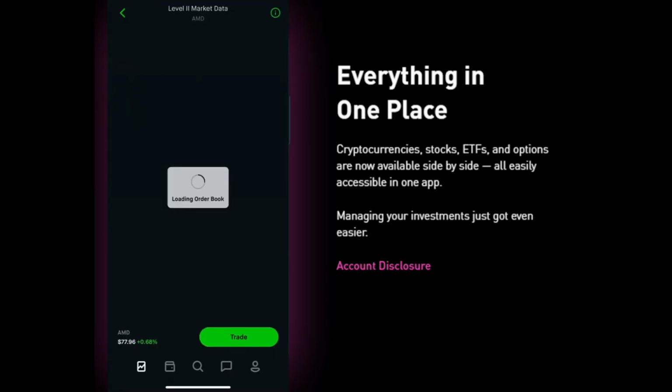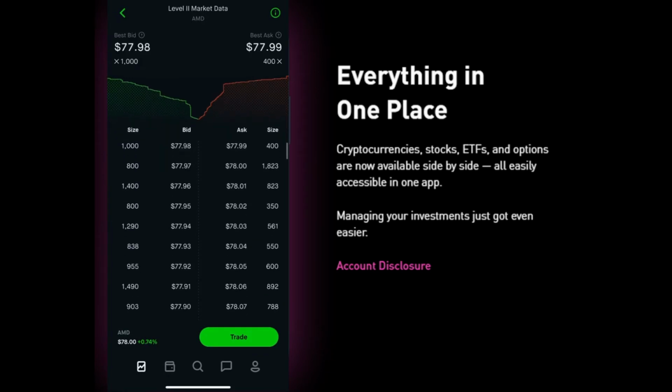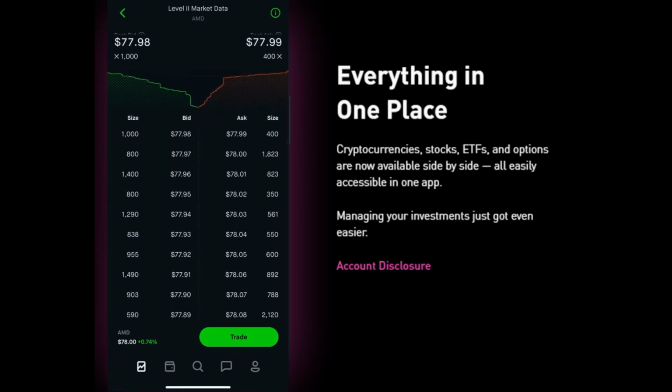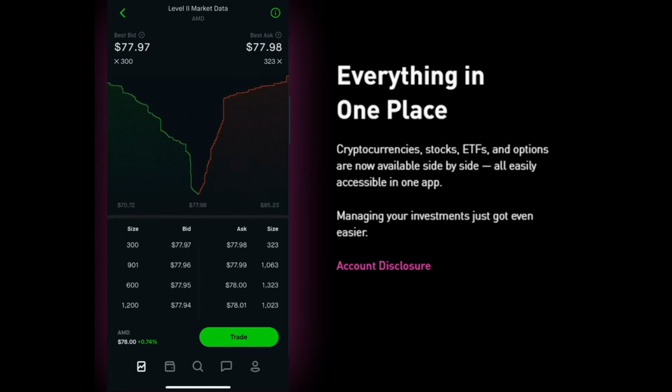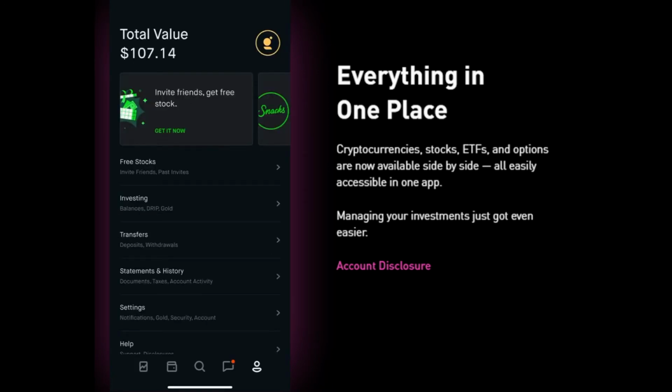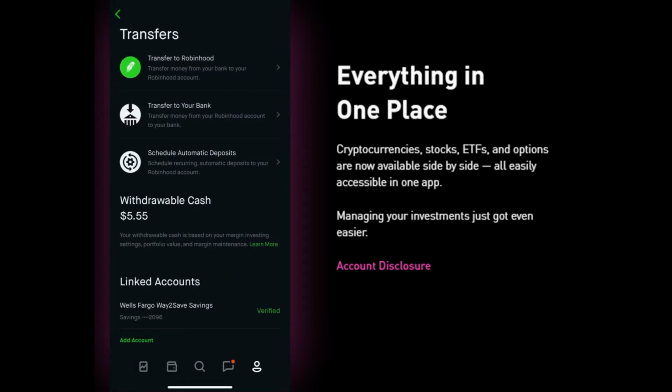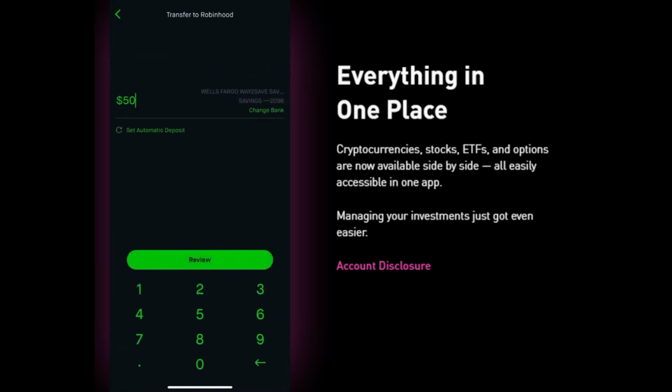Second, you can have access to level 2 market data. This is just an additional feature that provides investors more data and information from Robinhood. Third, you can have instant deposit. A Robinhood Instant account can only instantly deposit up to $1,000 per day.